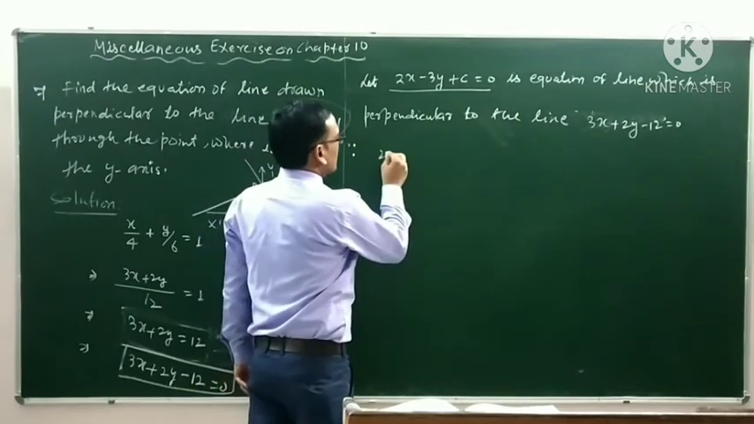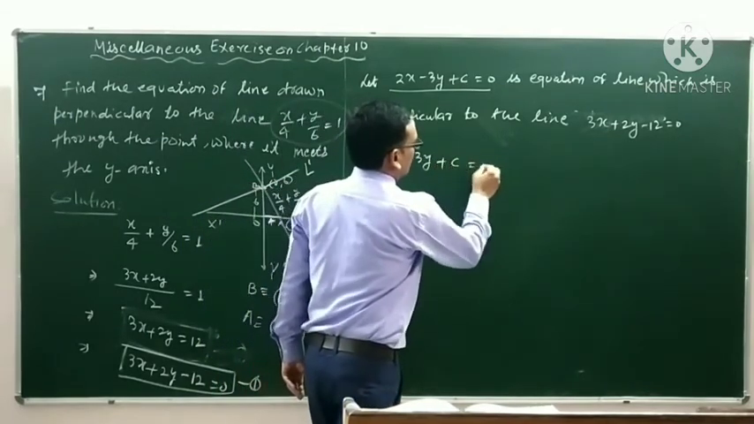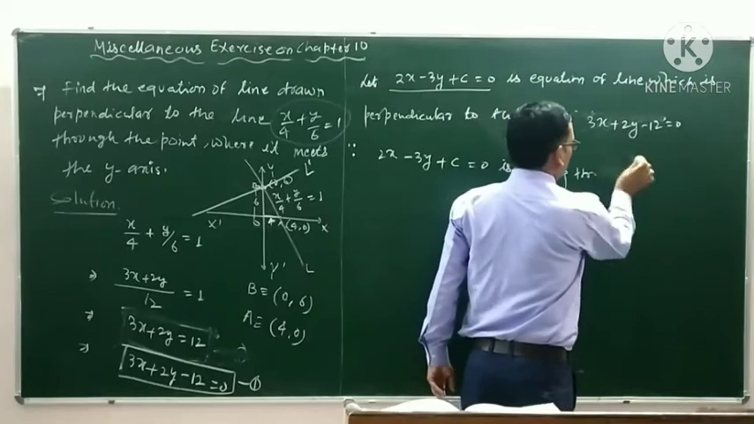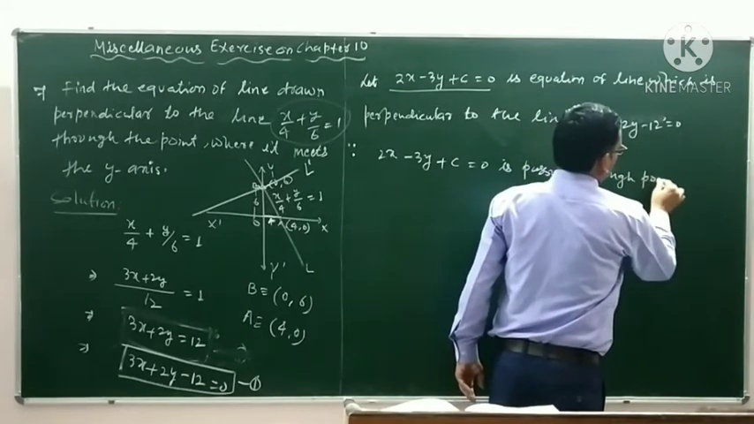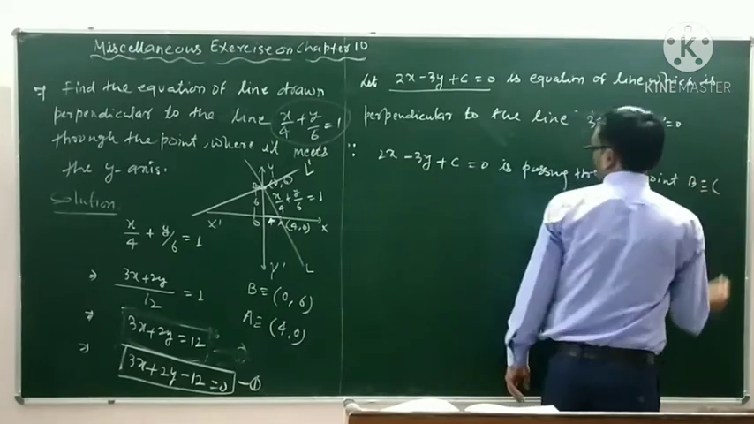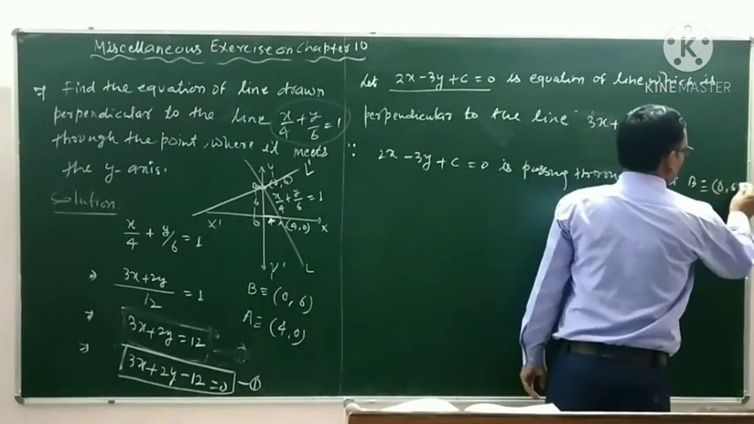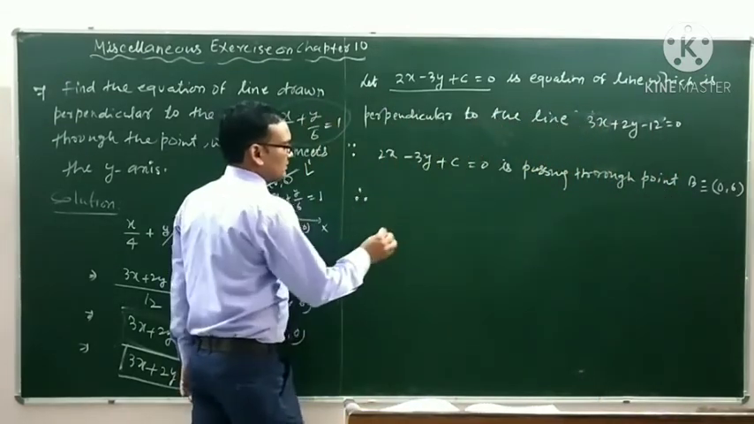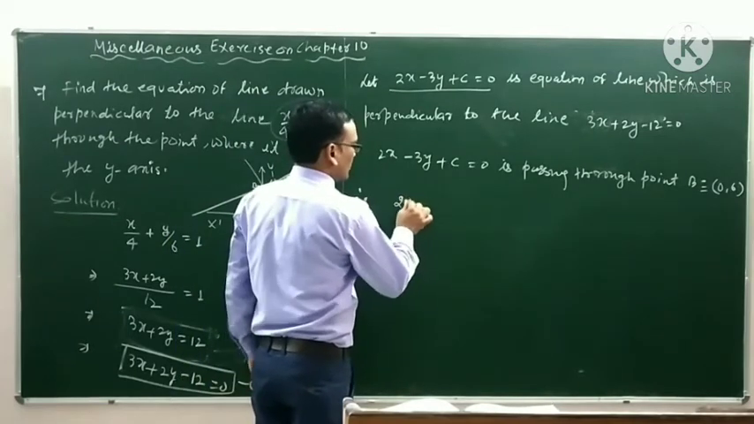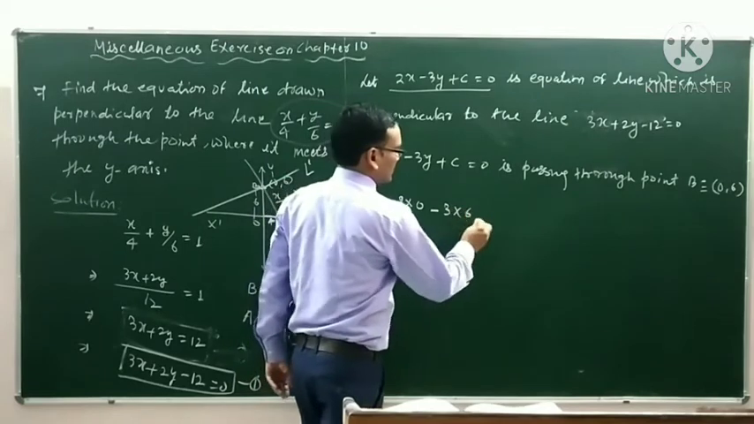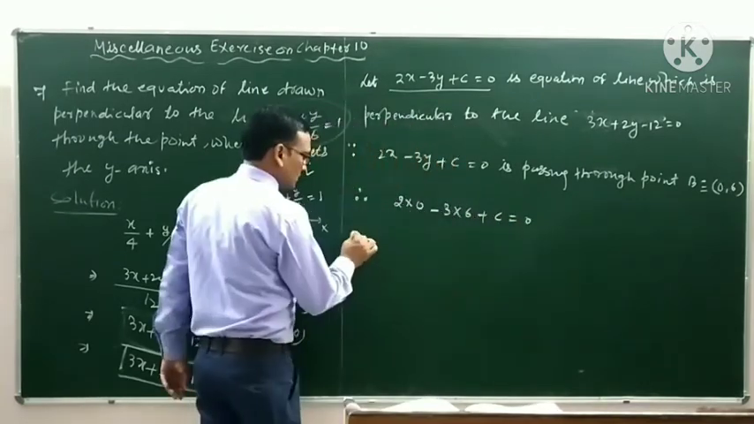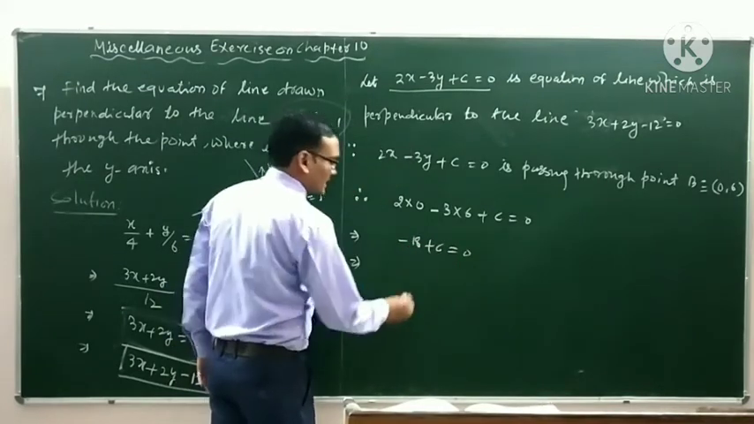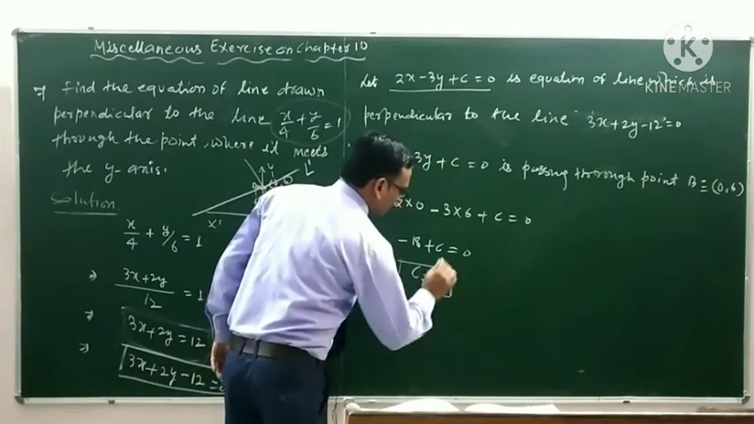Since 2x minus 3y plus c equal to 0 is passing through point B (0, 6), therefore 2 multiply 0 minus 3 multiply 6 plus c equal to 0. This implies that minus 18 plus c equal to 0. This implies that c equal to 18.